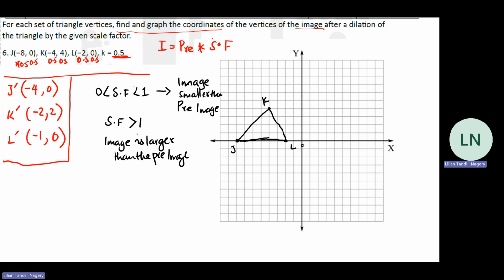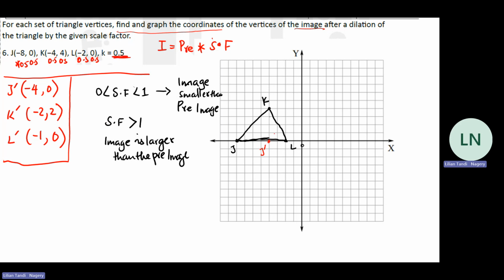Okay? Now, let us draw this one. We'll use a red color because our points are in red. So then, negative 4, 0 will be here. So that is J prime. Please make sure you put the mark for prime because that's what tells us that this is your image. So image is shown by this mark here called prime.